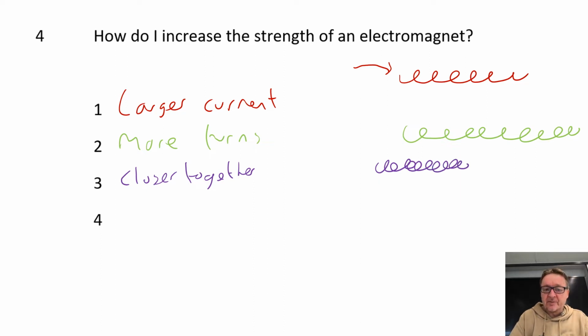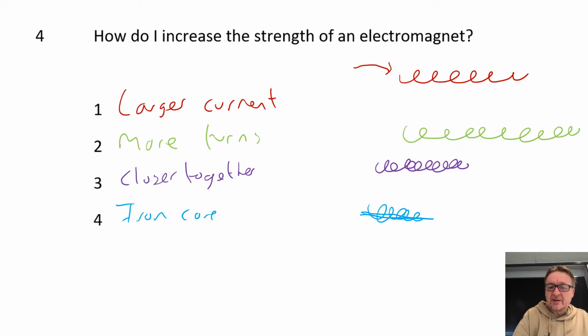And the final one, and the most important one of them all, is to put in an iron core. You can just put a piece of iron in, then put your coil around the outside, and it becomes even stronger. So if the exam asks how do I increase the strength of the electromagnet, unless it's already got an iron core, you can put in a larger current, more turns, and put the coils closer together.